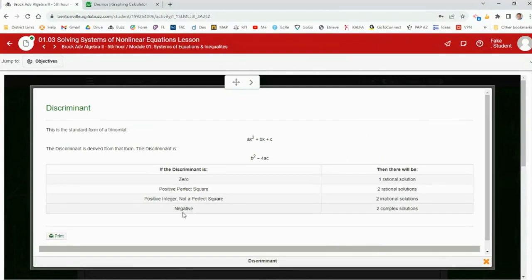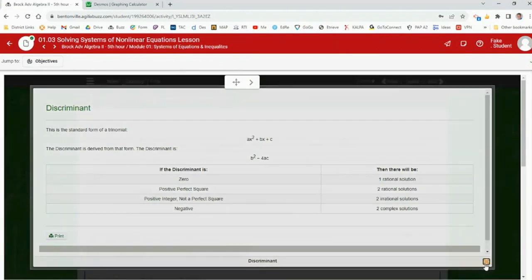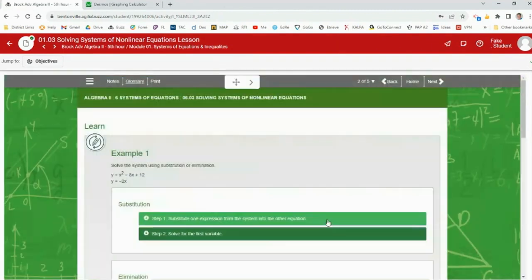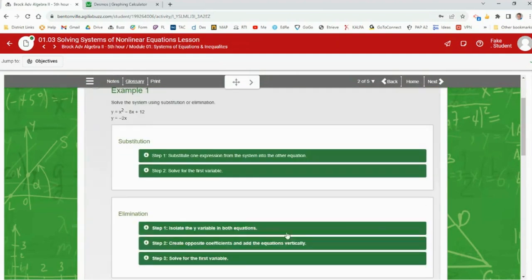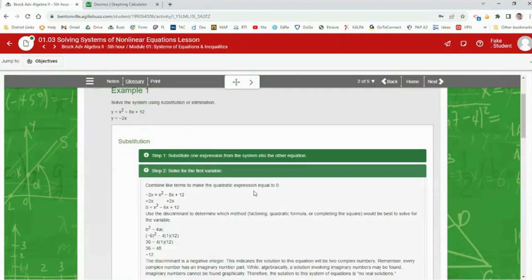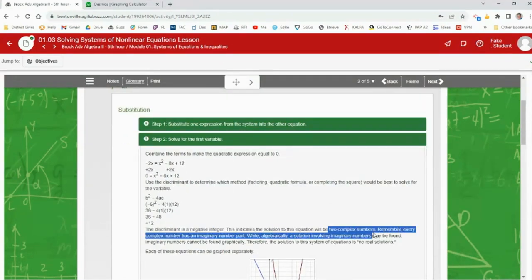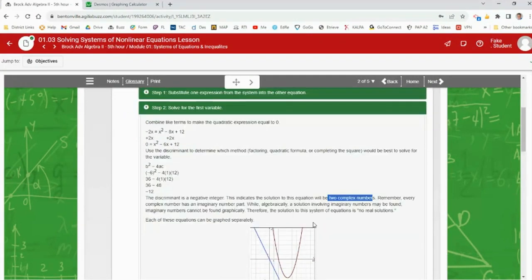If it's a negative, there are 2 complex solutions, which means imaginary solutions. That means that i is part of the answer, which means it's imaginary. It could be like 2 plus 3i. So when we solve that, the discriminant is a negative integer. So it'd be 2 complex numbers, 2 imaginary numbers. Every complex number has an imaginary part. So that means the system of equations has no real solutions.